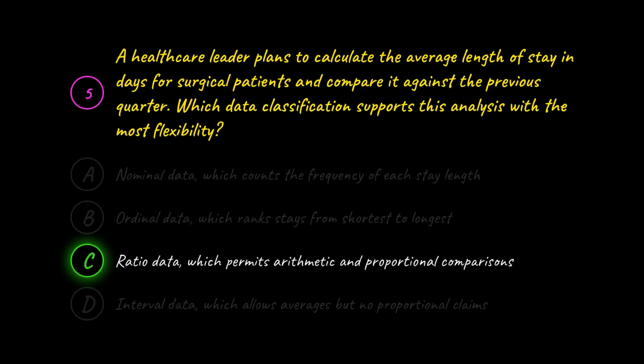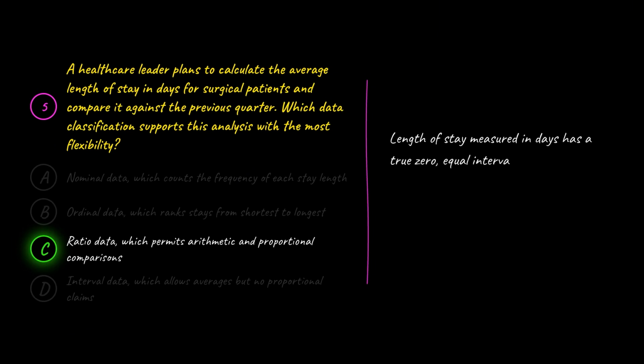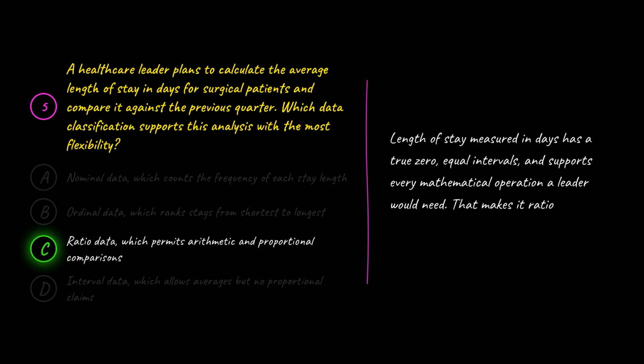The correct answer is C. Ratio data, which permits arithmetic and proportional comparisons. C is correct because length of stay measured in days has a true zero, equal intervals, and supports every mathematical operation a leader would need. That makes it ratio data and the most flexible classification for averaging and comparing quarterly results. Statements like patients now stay half as long are valid.